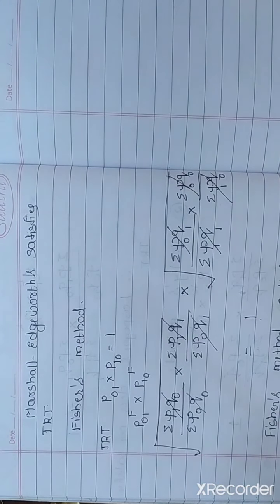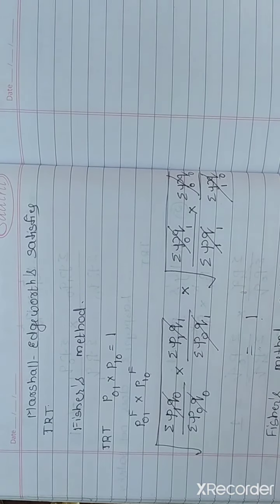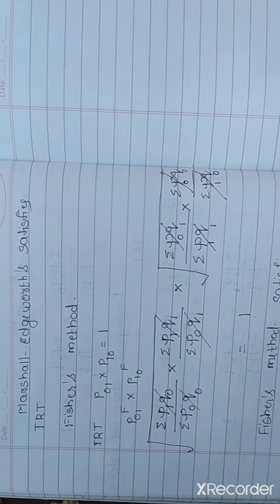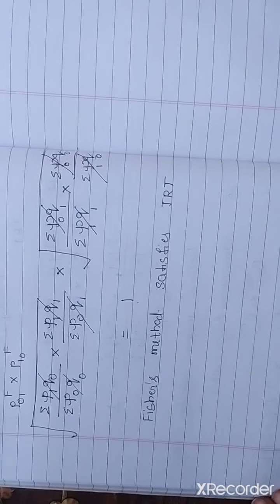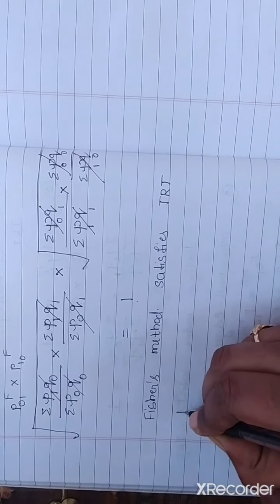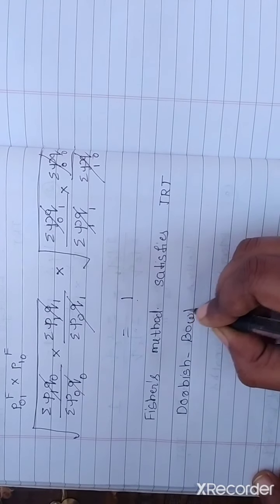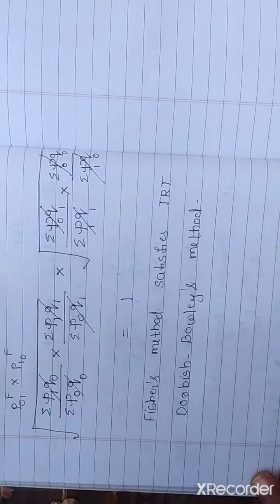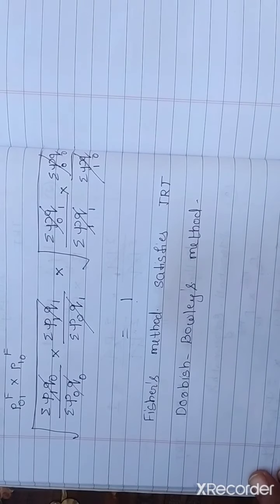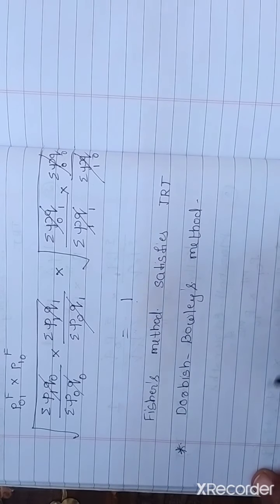So if you consider Drobisch-Bowley's index number, we'll check whether it satisfies the time reversal test or not. Now Drobisch-Bowley's method. Again the condition remains the same. P01 into P10 is equal to 1. We say that it satisfies, otherwise it does not satisfy the time reversal test.